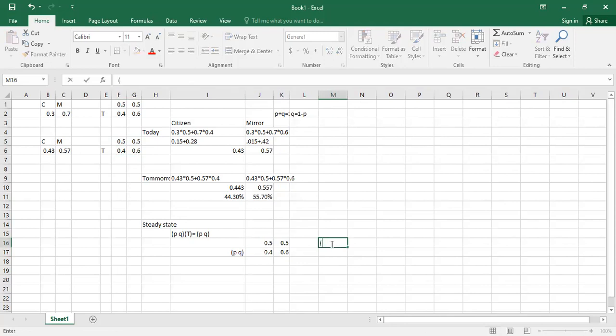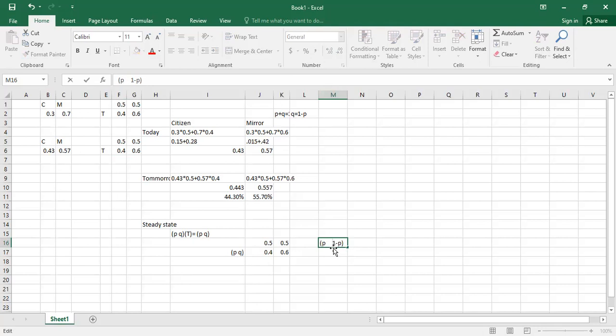Let me make things a bit elaborate here. So it should be 1 minus P. I want you to understand this part here. My 1 minus P is Q, because we said P plus Q is equal to 1. So if I take my P to the other side, my Q will be 1 minus P.